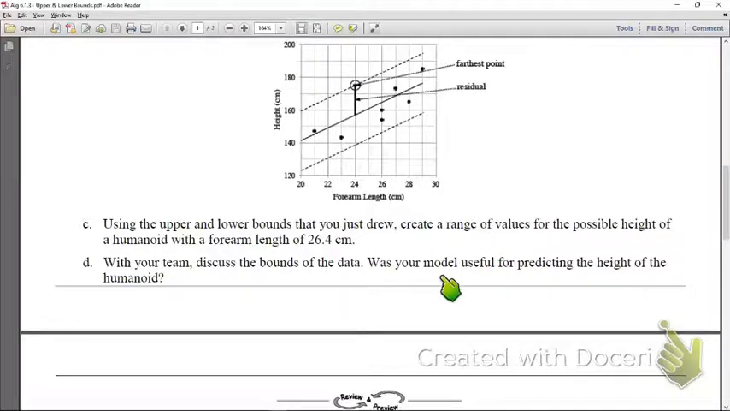With your team, discuss the bounds of the data. Was your model useful for predicting the height of the humanoid? Right? So like I said, we're off anywhere between 3 to 8 inches. Now think about 3 to 8 inches. I myself, on a good day, I'm 5'8" if I'm wearing the right shoes. If I'm not wearing shoes, I'm like 5'7.5". So on a good day, if I'm 5'8" and you add 3 inches or 8 inches to my height, I'm hitting about 6 feet almost, and 6 feet is pretty tall.